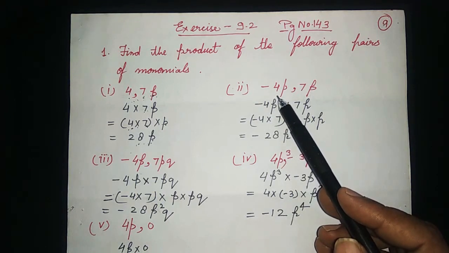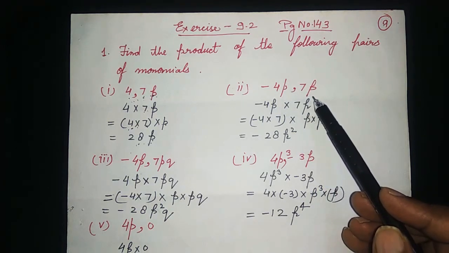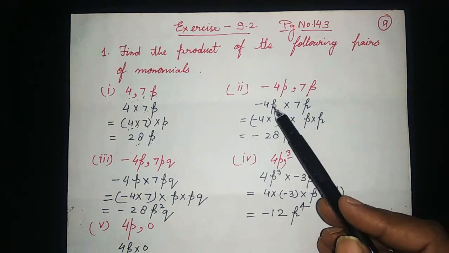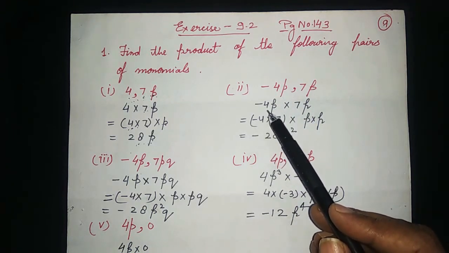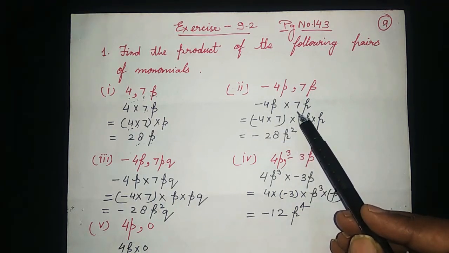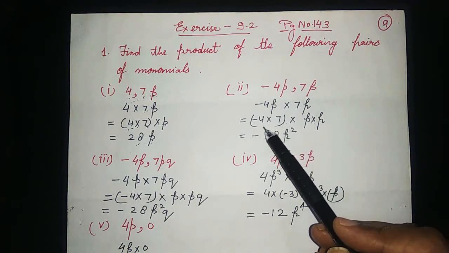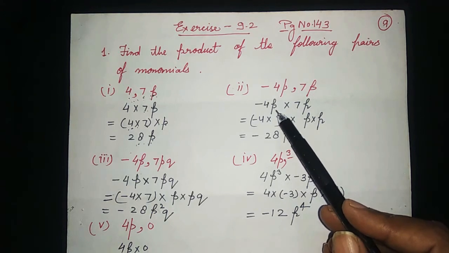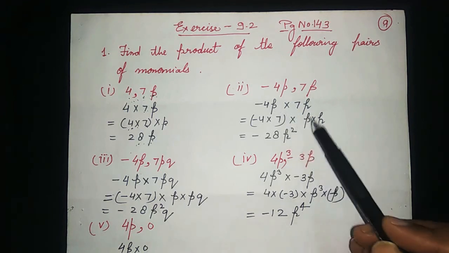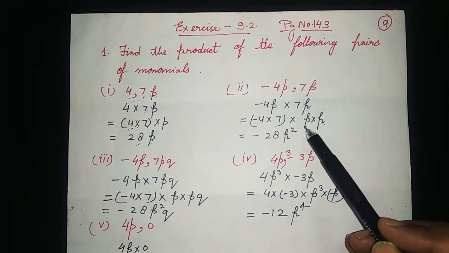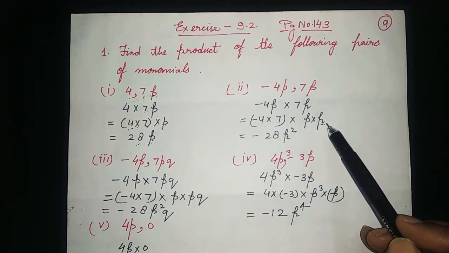Now see the second part of question number 1. The first monomial is minus 4p and the second monomial is 7p. We have to multiply these two monomials. So first we will multiply the numerical coefficients, minus 4 and 7, and then we will write their variable parts. The variable part of this is p and its variable part is also p. Then p into p we will write, and here minus 4 into 7 we will write. Now we will multiply all this.